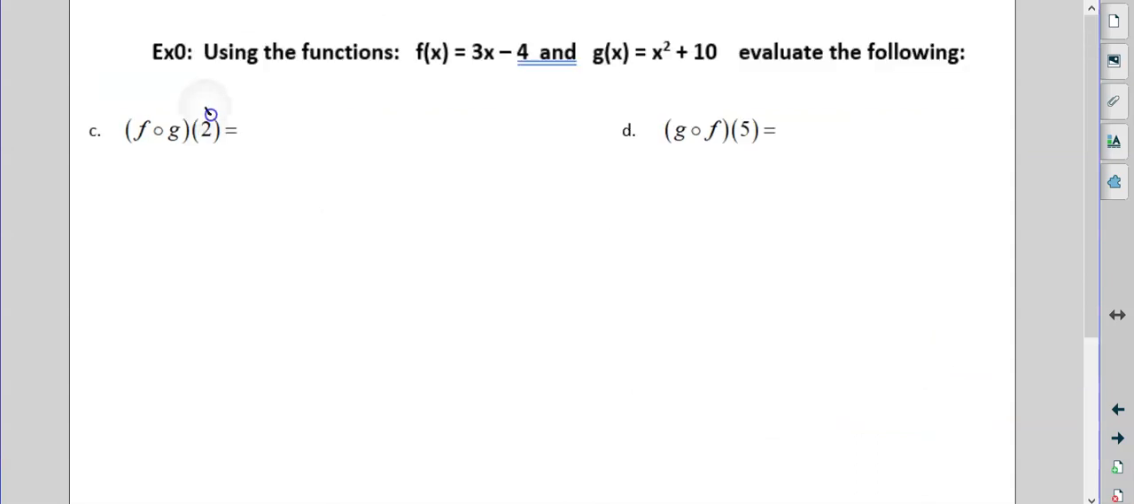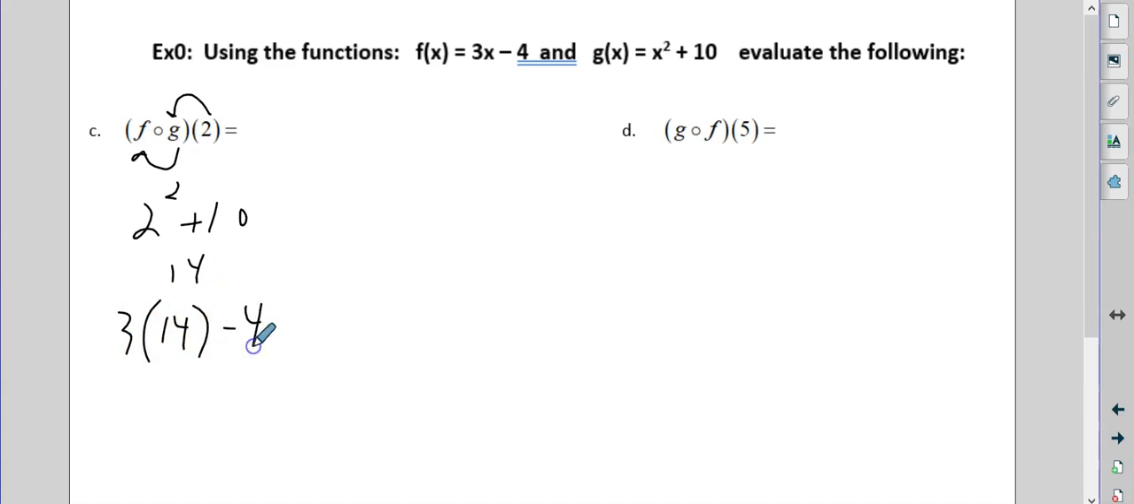Now, this means plug 2 into g, and then whatever you get, the new number, plug into f. So we're going to plug a 2 into g first, take the x out, plug in a 2, and get this number. 2 squared plus 10, so that's 14. Now the 14 is going to be plugged into f of x. And then we're going to do 3 times 14, which is 42, minus 4, which is 38.